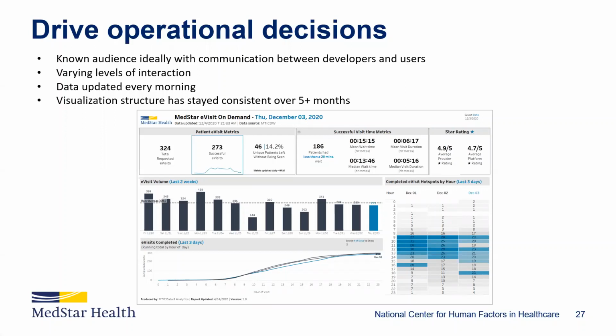So here is an example of a dashboard that was updated every morning, and the structure of this visualization stayed consistent over 5 months. And we can see from these data that the number of visits are increasing over time. And we can see the number of patients who are leaving this call line without being seen by a provider. We can see when the calls are happening. And all these different insights support awareness and give associated information so that we know, for example, what time during the day do we need to have the call line most staffed, or how satisfied are patients that are calling this line from the star rating in the top right, how long calls are lasting. All these things can impact operations.